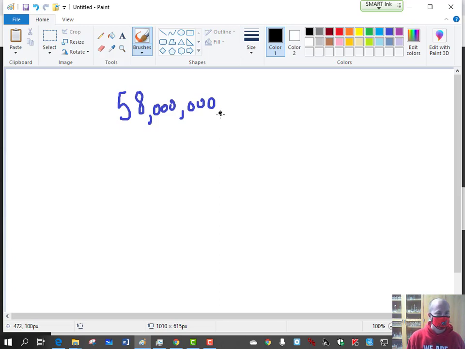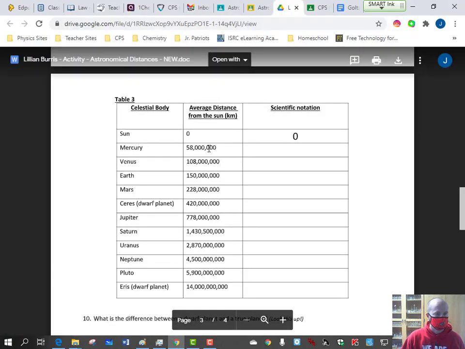All right. So you would move it 1, 2, 3, 4, 5, 6, 7 times, and that would make this number 5.8. Then you write times 10. Again, how many times did you move that decimal? You had to move it 7 times, right? So you put your exponent like that. That would be the answer for this first one, Mercury.